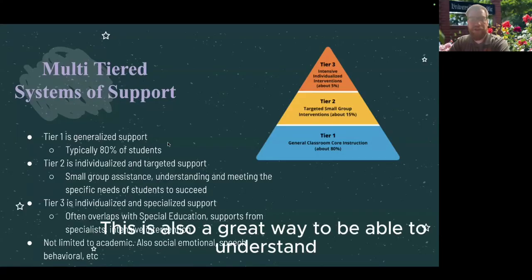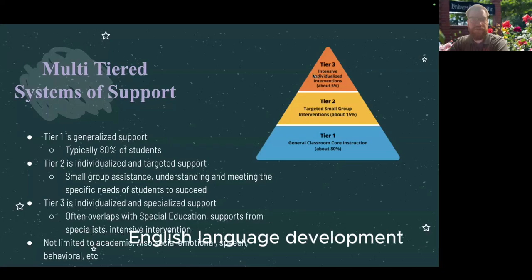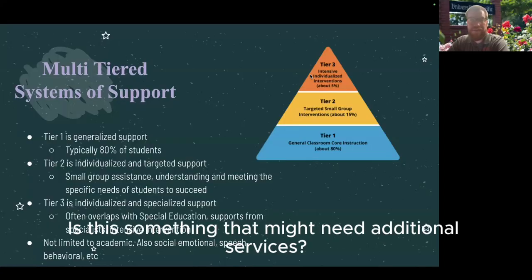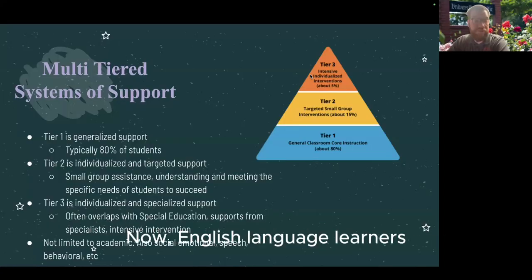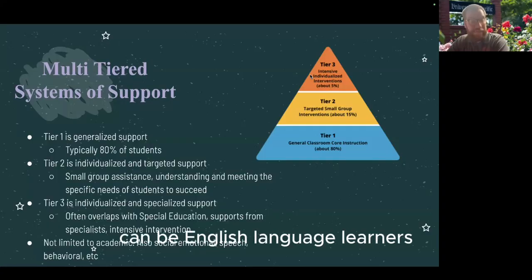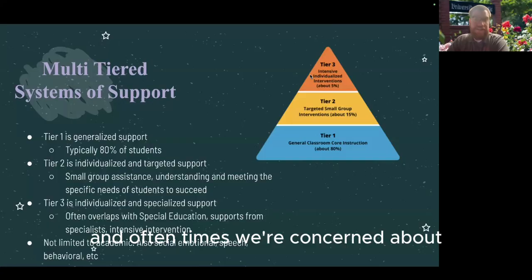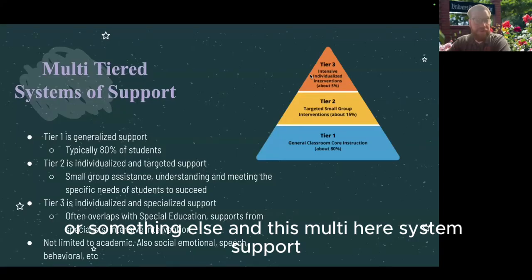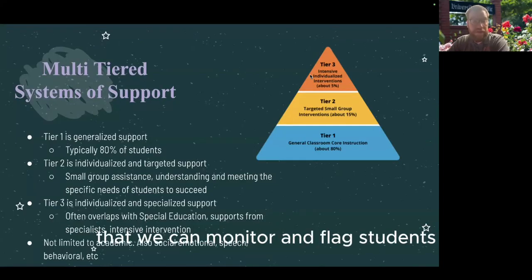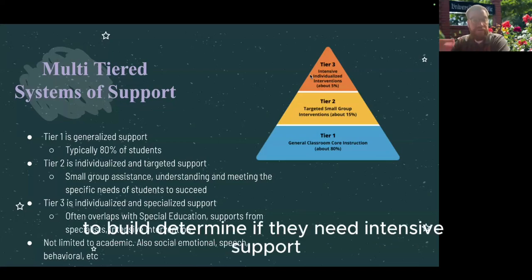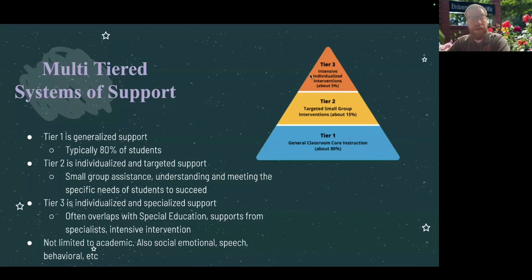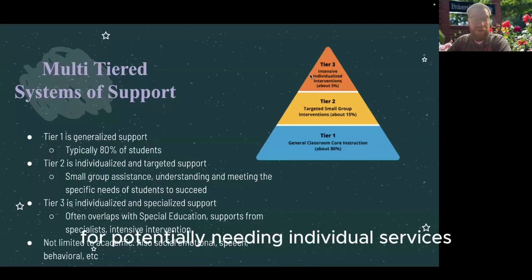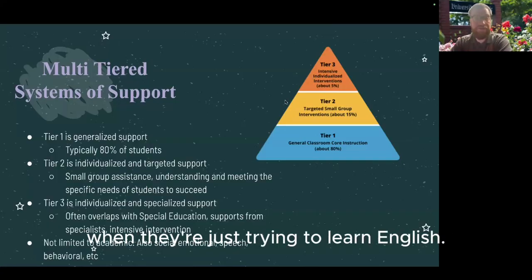This is also a great way to understand if your English learners are receiving tiered English language development and you're seeing them struggle in other areas, so you can help identify whether this is something that might need additional services. Now, English language learners are not students with disabilities. Students with disabilities can be English language learners. And oftentimes we're concerned about whether this behavior is occurring because of a level of English fluency or something else. This multi-tiered systems support is a great way to monitor and flag if students need more targeted supports, to determine if they need intensive supports, because we don't want a student to miss an assessment that's going to help them receive individualized support.